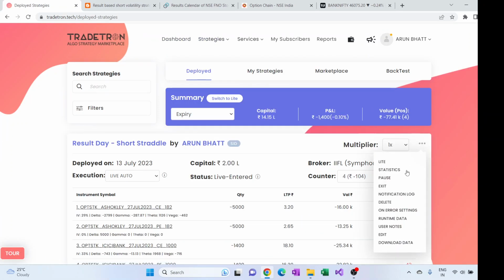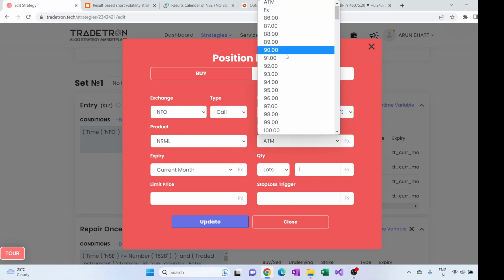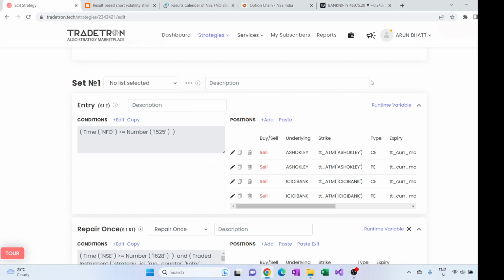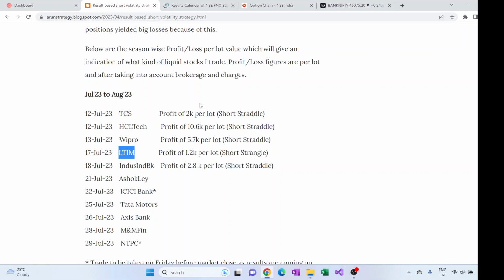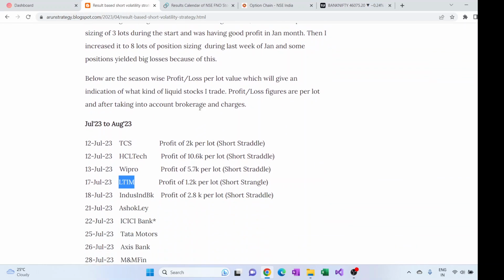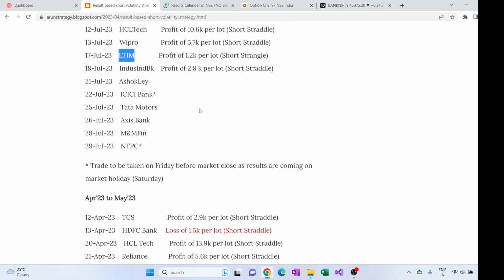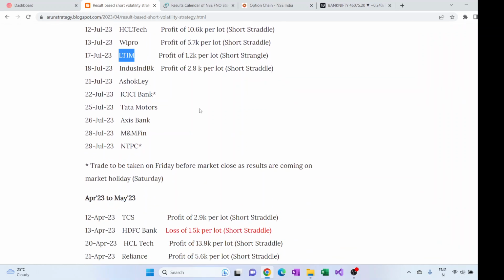We can just enter the strike price also. We can put in whatever strikes we want to take, and use it to make a strangle. That is the other point we have to take care of, so that it becomes neutral in definition. Otherwise it will be more on the bullish or bearish side if we go with a straddle at that point. That's what this strategy is all about. Again, it is a high risk strategy, and nowadays I've taken a stop loss of 25k. If the overall loss goes below that, this strategy will be stopped for that earning season.